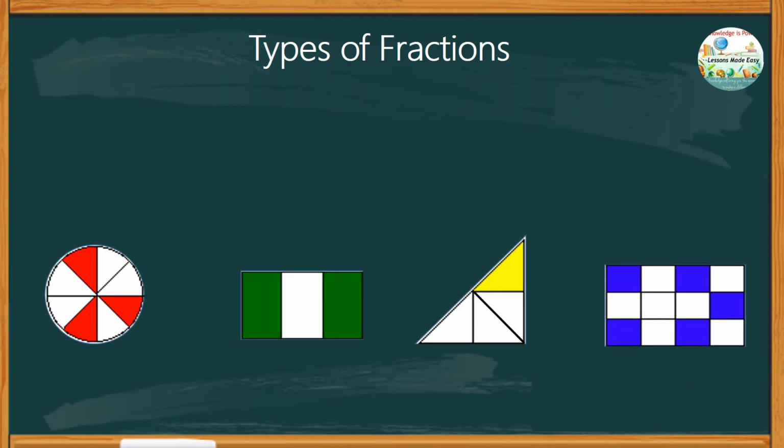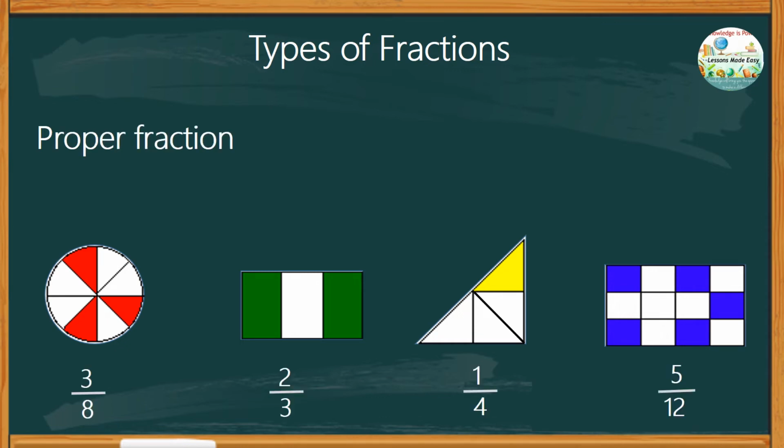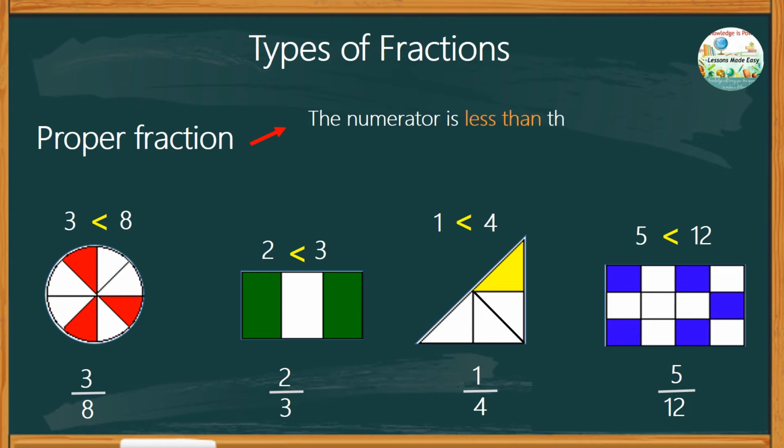Another type of fraction is called a proper fraction. Look at the given examples. Compare the numerator with the denominator. 3 is less than 8. 2 is less than 3. 1 is less than 4. And 5 is less than 12. When the numerator is less than the denominator, the fraction is called a proper fraction.